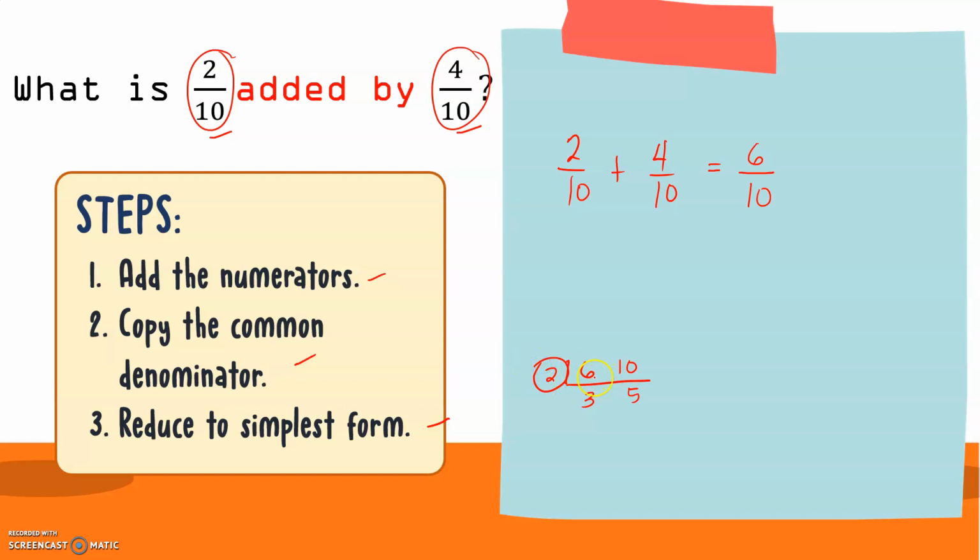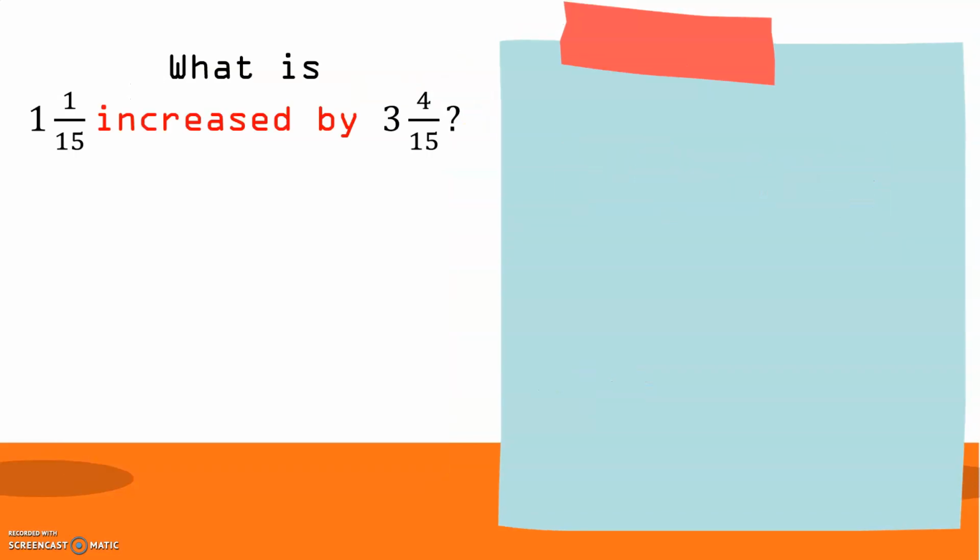Therefore, the GCF of 6 and 10 is 2. And when we divide 6 and 10 by 2, we will get 3 and 5. Therefore, 6/10 in simplest form is 3/5. So our final answer is 2/10 plus 4/10 is equal to 3/5. Now let's proceed to our next example.